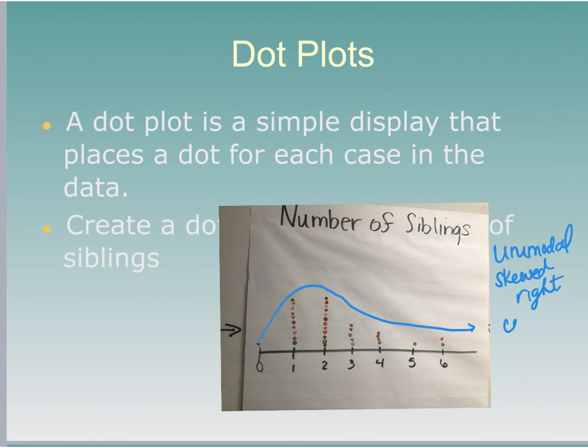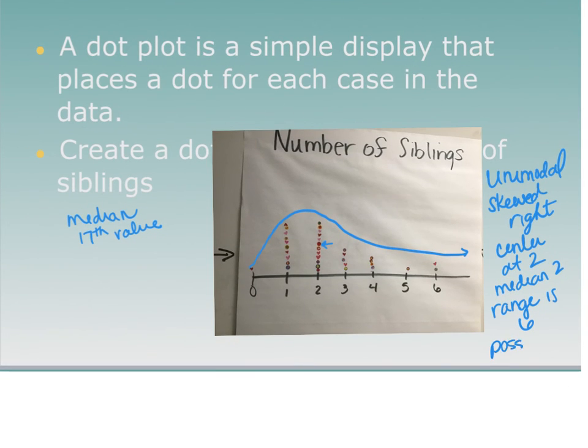With the center at 2. We calculated the median. We had 35 kids in class today. So that means the median was the 17th value. And so we counted 17 and it was somewhere here in 2. The range is 6. Remember, the range isn't from 0 to 6. It's that subtraction, 6 minus 0. And there are possible outliers, but we don't see too much separation. So we're going to say possible outliers. Later on in chapter 5, we're going to get a specific calculation for outliers.